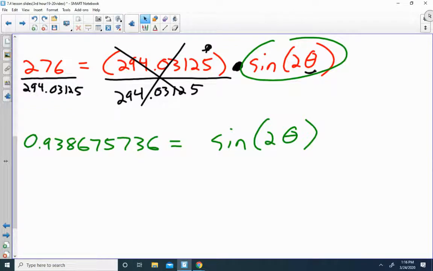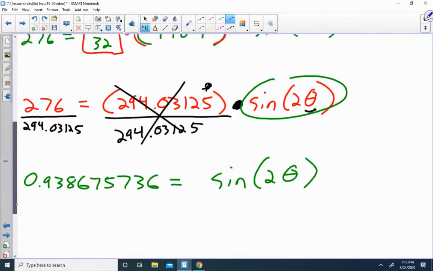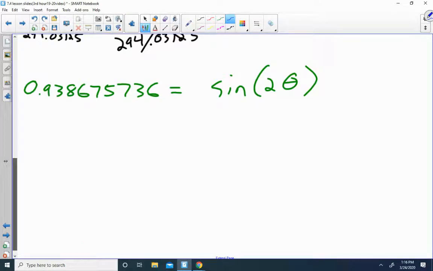Now, before I continue, I need to bring something up that I forgot to mention. The instructions say that you could use degrees or radians for this answer. For now, go ahead and set your calculators to radians. Make sure your calculator is in radians. I'm going to give you the radian answer first, then I will show you the degree answer. Okay, so your calculator's in radians.